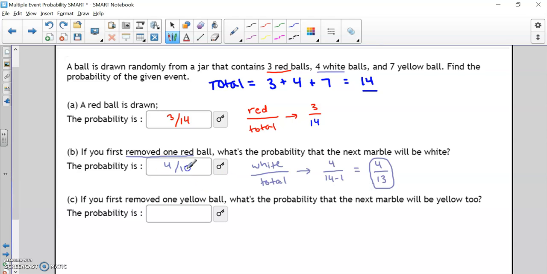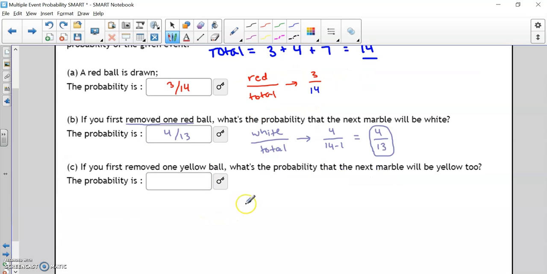4 out of 13. Okay, and one more here. If you first removed 1 yellow ball, what's the probability the next will be a yellow?